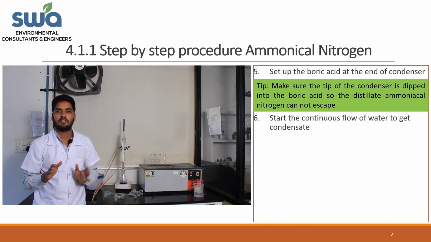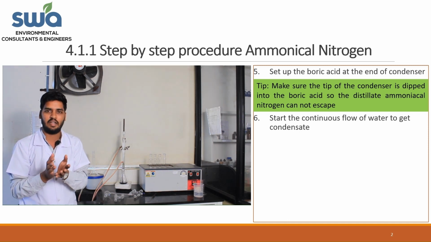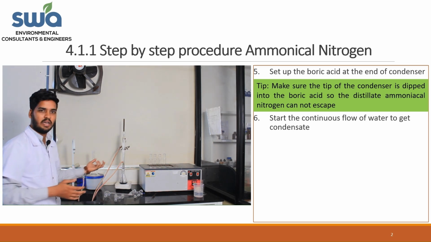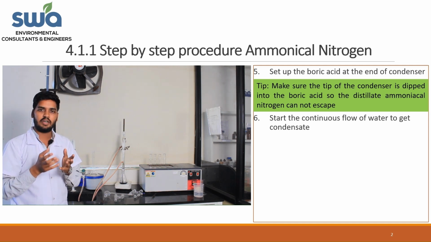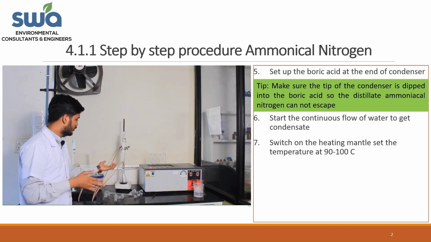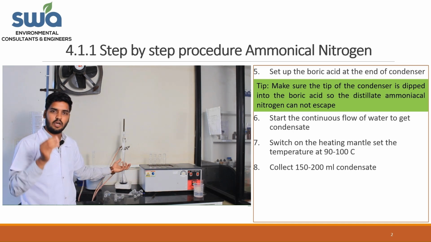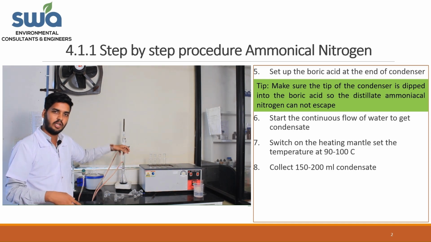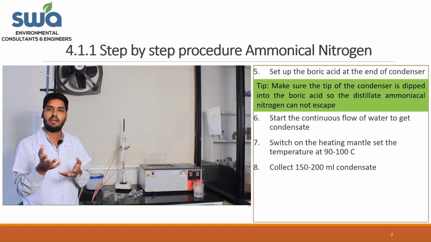So basically what happens during distillation is we have made the condition of the solution alkaline. We have set the pH at 9.5. When the solution gets heated by the heating mantle, the nitrogen which is in the form of ammoniacal nitrogen will get liberated. It will get condensed into this boric acid, which works as an absorbent to trap the ammoniacal nitrogen. So make sure the tip of the condenser is dipped into the boric acid. If the tip is not dipped into the boric acid, the ammoniacal nitrogen will escape and you will have error in the results.